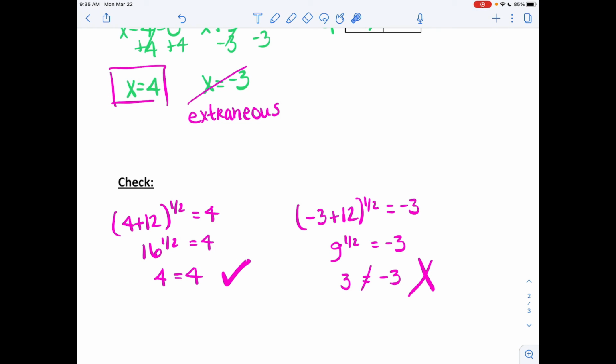However, when we plug in a negative 3 for x here and here, we're going to get 9 to the 1/2 power. Well, the square root of 9 is 3, and that is not equal to negative 3. So this is an extraneous answer, and we should mark it out and note it as that.